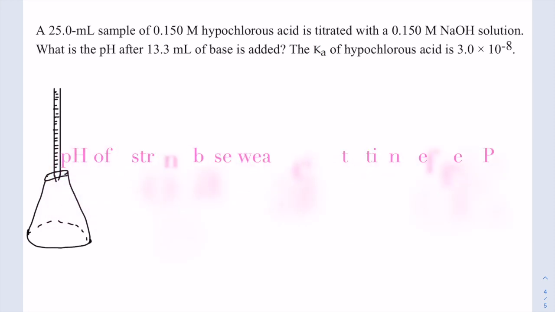Hello everyone, this video will talk about another titration question, but let's see what this question is about. Every time we get into a titration question, first thing first, we should recognize: is it a strong acid, strong base, or a weak base, or a strong-weak acid situation? So then let's look into that.